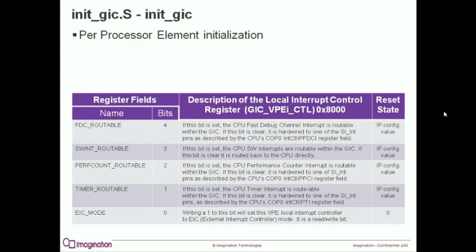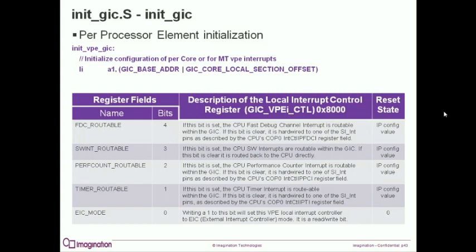This next section of code will initialize the per processor elements of the GIC. The section of registers being initialized is called VPE local and is located at the GIC offset of 8000 hex. The code reads the local interrupt control register into A3. The code will be using some of the values from this register.